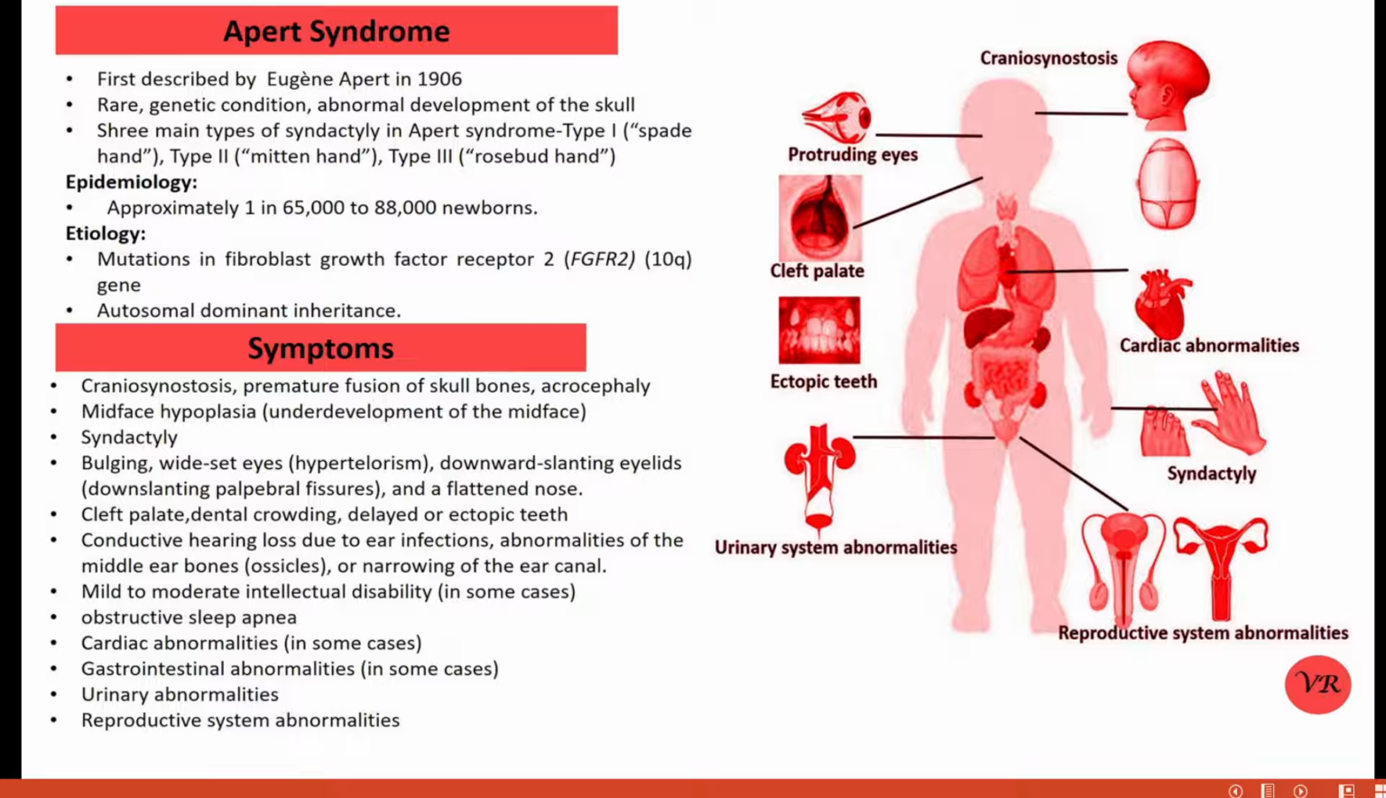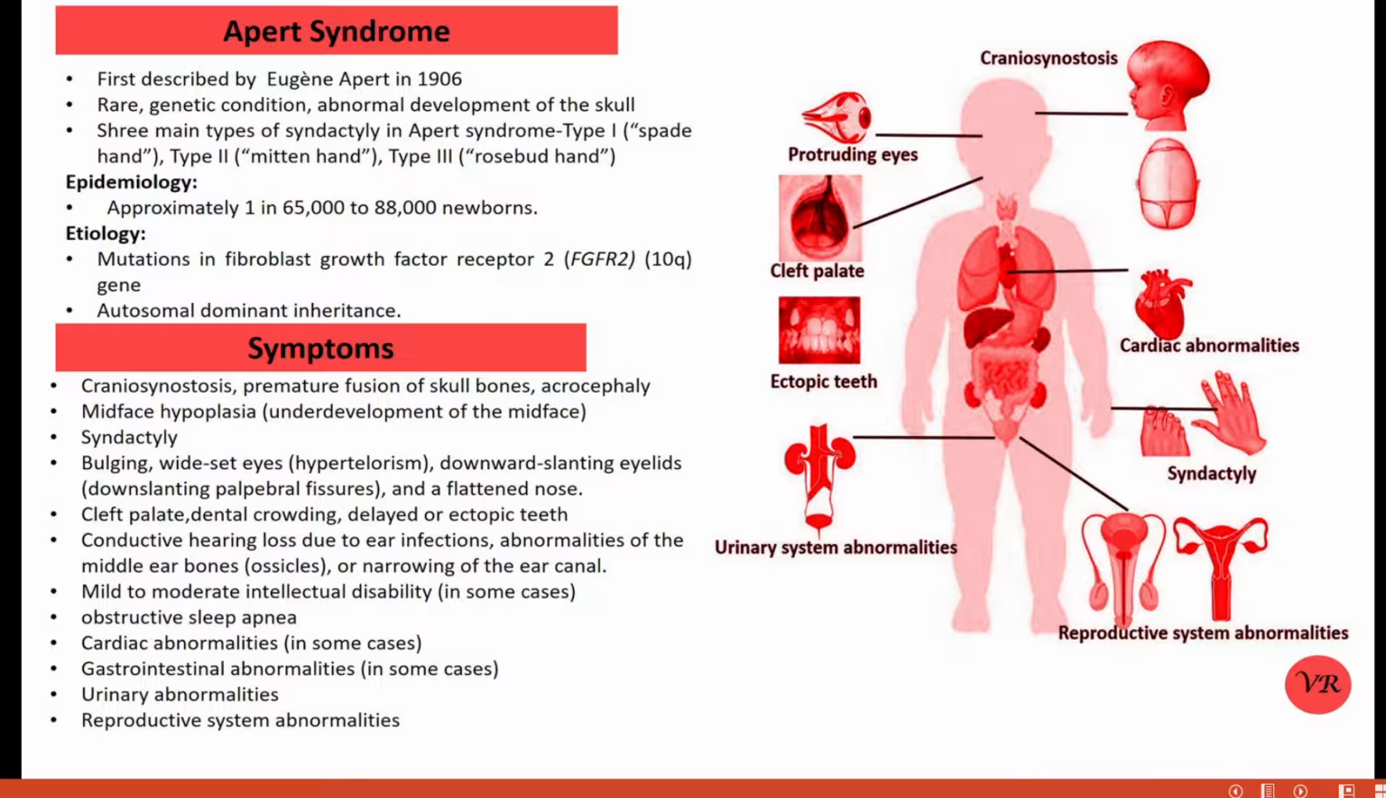Amniotic fluid or chorionic villus samples can confirm the diagnosis by finding the FGFR2 gene mutation. A blood test identifies the specific pathogenic mutation in the FGFR2 gene after birth. There is no cure for Apert syndrome, so treatment focuses on managing symptoms and improving quality of life.